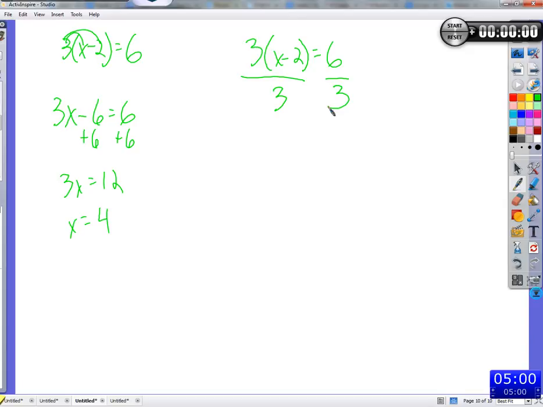Okay, we can do whatever we want as long as we do the same thing on both sides. Okay? If that equals that, then 1/3 of this equals 1/3 of this. On this side, we get 2. On this side, what happens? X minus 2. We're just left with x minus 2 because 3 divided by 3 is 1. So plus 2 on both sides, you get x equals 4.